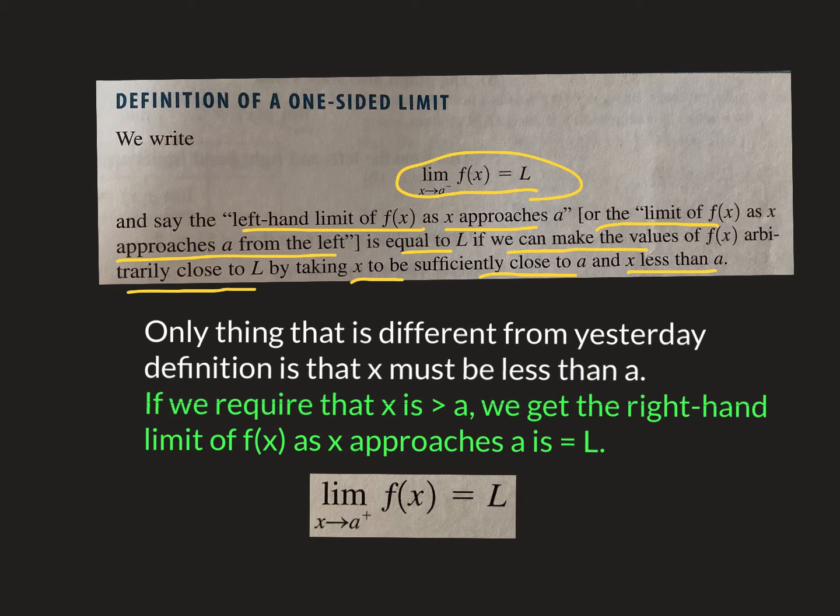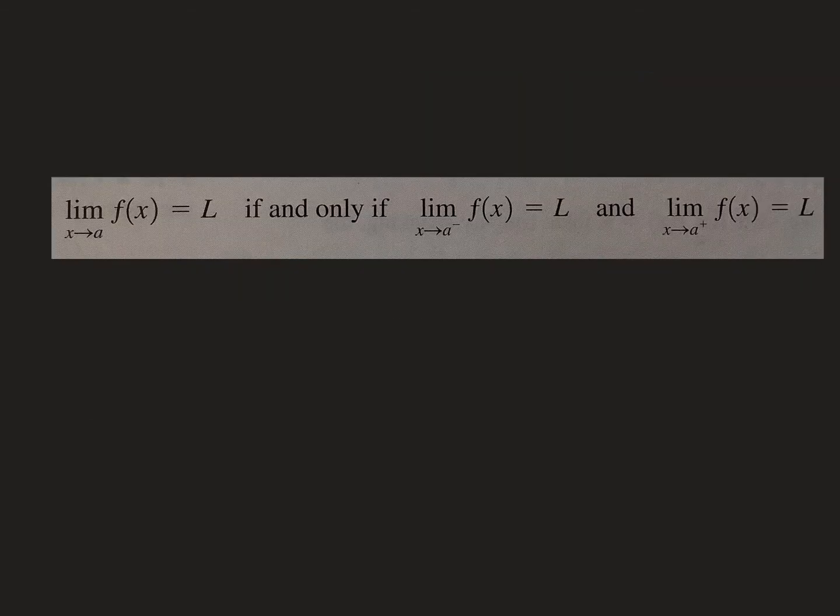The only thing, and I wrote this sentence down here, the only thing that is different from yesterday in that definition is x must be less than a. Because we're approaching from the left-hand side, because of that minus sign, x is going to be less than a all the time. So we're just looking at the values of x that are less than a. If we said x is greater than a, we'd be approaching from the right-hand side and looking at the right-hand limit. It'll look like this. The only difference is it'd be a with the plus sign, which is saying that you're approaching a from the right-hand side instead of the left-hand side.